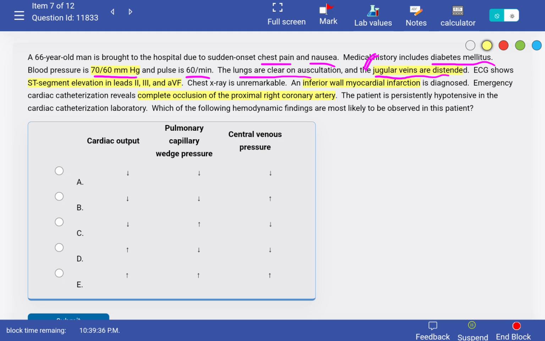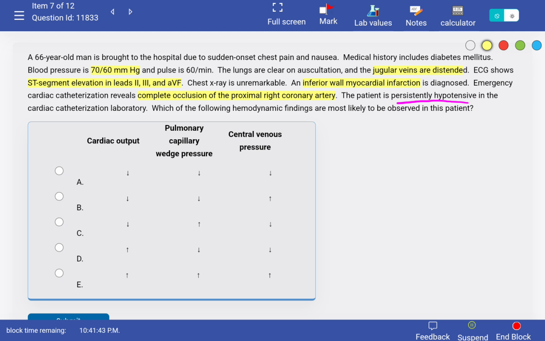ECG shows ST segment elevation in II, III and aVF, that is representing inferior wall problem, right? Chest X-ray is unremarkable, so an inferior wall MI is diagnosed, right? Emergency cardiac catheterization reveals complete occlusion of the proximal right coronary artery. As we know, II, III and aVF, which represent the inferior surface of the heart, are supplied by this coronary artery, right? Okay, so the patient is persistently hypotensive in the cardiac catheterization lab.